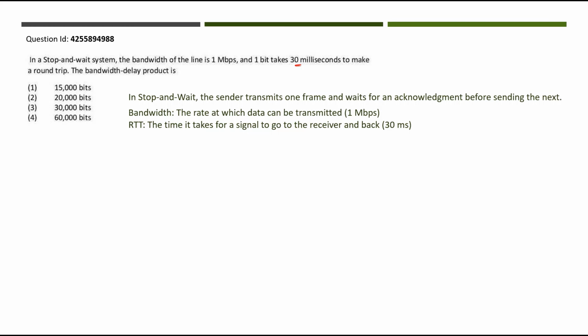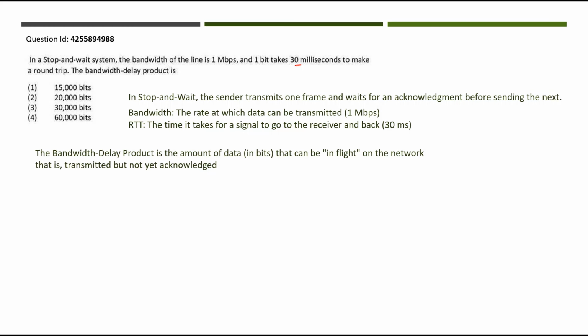In that they have asked about bandwidth delay product. What is it? It is the amount of data in bits that can be in flight on the network. It means the transmitted bits but they are not yet acknowledged. Only when you get an acknowledgement will it send the next one. That is stop and wait for an acknowledgement. Here it is transmitted but not yet acknowledged, which means those bits are in flight. It means it is in movement.